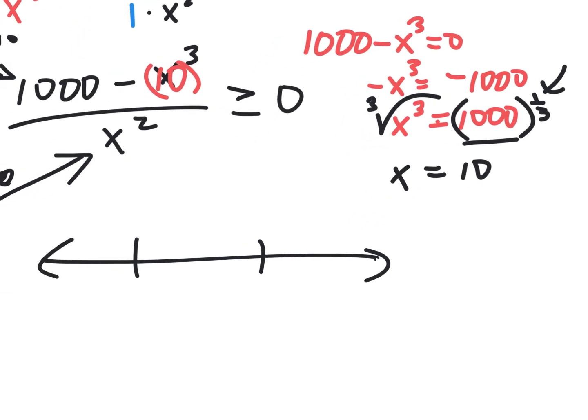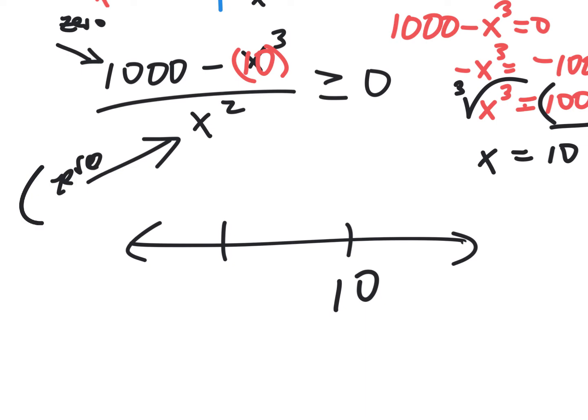Yay. So 10 is one of my numbers. I'm going to put it here. Because the other number is what makes the bottom 0, which is 0. And I'm putting a dotted line because there's an asymptote there.